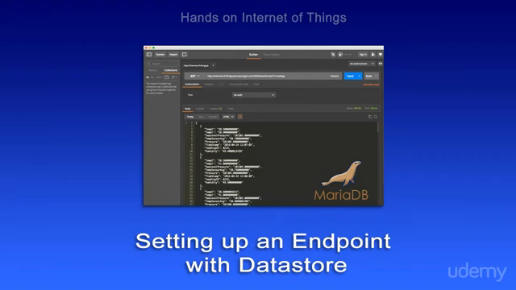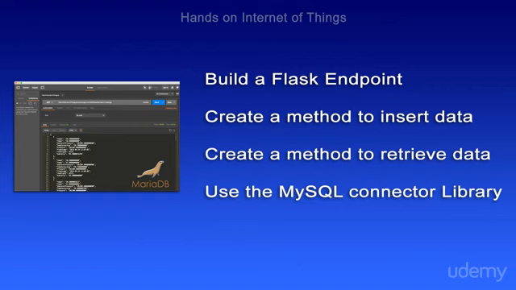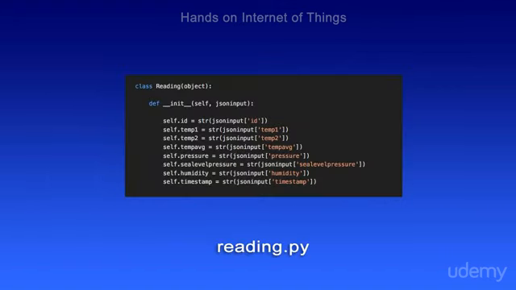Setting up an endpoint with DataStore. In this module, we're going to build up our Flask endpoint to take in real data. We'll be creating a DataStore for our API, which basically handles the data for us. We're going to set up a method to insert data into the database and another to retrieve it. We're going to use the MySQL connector library to perform these actions.